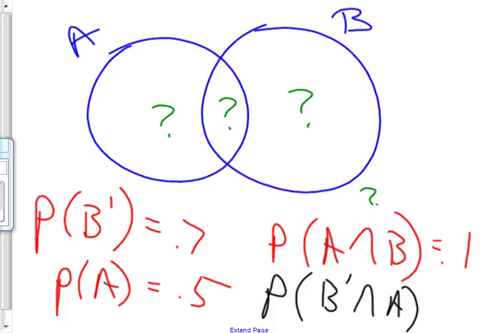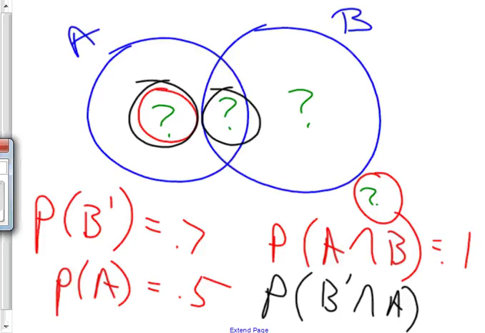So first job is to make the probability Venn. The second job is to answer the question about it. I'll pause for a second while you give that a shot. So if not B is 0.7, do you get that this and this together need to be 0.7? Okay. If probability A is 0.5, do you get that this and this together need to be 0.5?